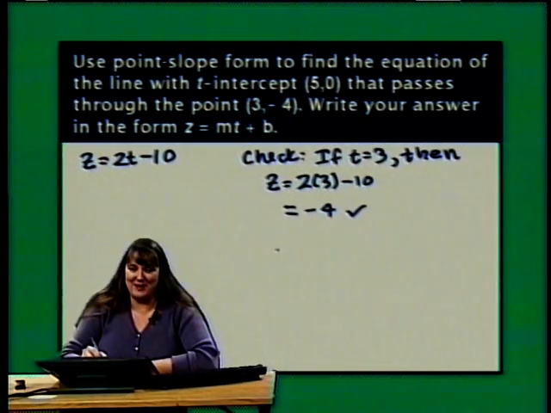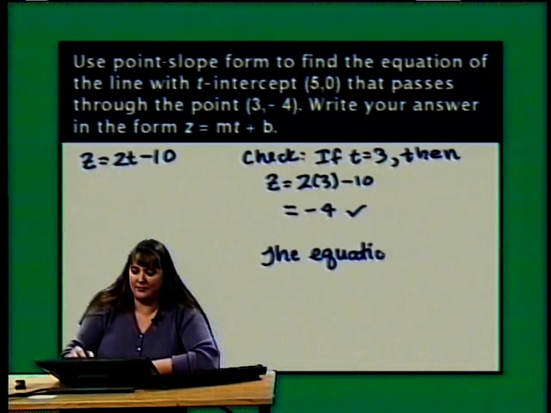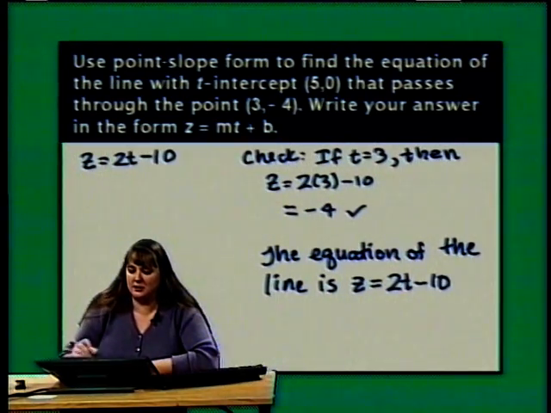So I can go ahead and write my conclusion. The equation of the line is z equals 2t minus 10.